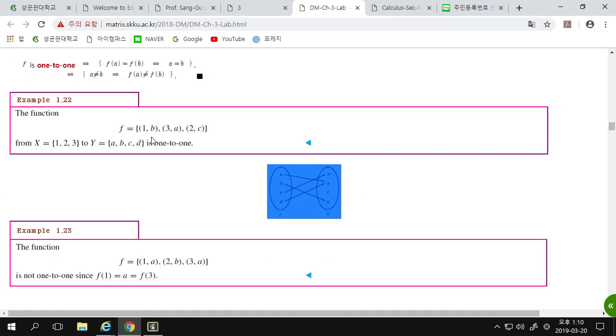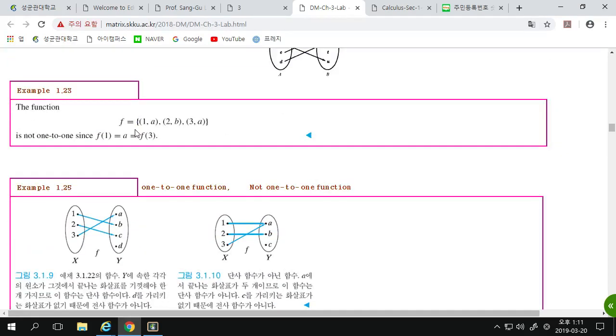But this is one-to-one. 1 goes to B, 3 goes to A, 2 goes to C. Here, this is one-to-one. But this is not one-to-one.